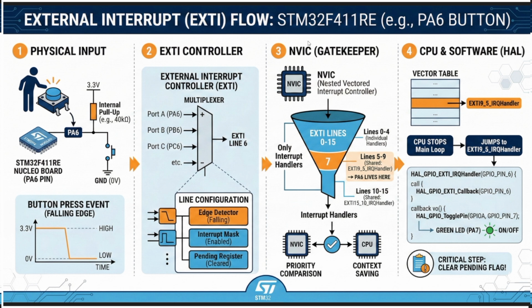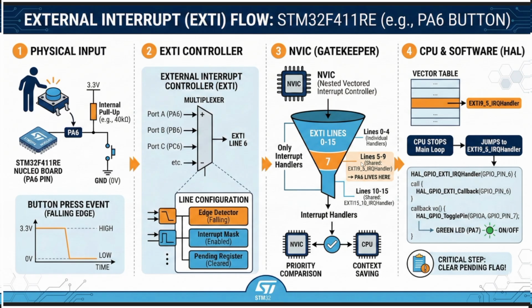The next stage is going to be the NVIC, that is our gatekeeper. NVIC stands for Nested Vectored Interrupt Controller, and it is going to do three different things. First, it is going to group the external line interrupts. If you see here, we clearly have grouping of these lines. We have line 0 to line 4, which will be for the individual handlers. We also have lines 5 to 9, which will be for a shared handler, and our pin will be under this line.